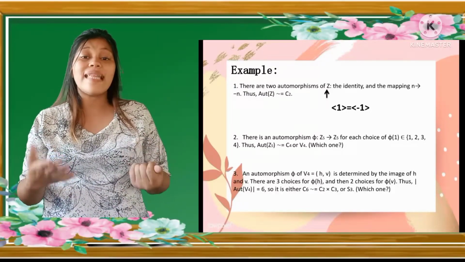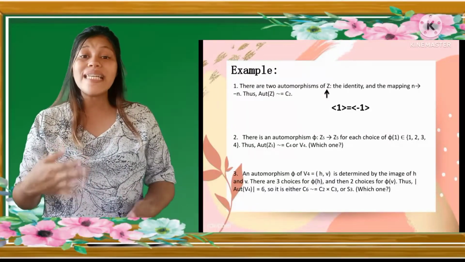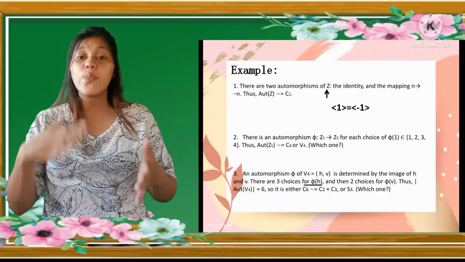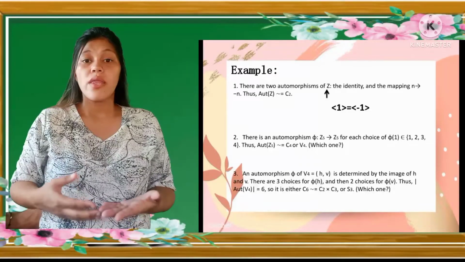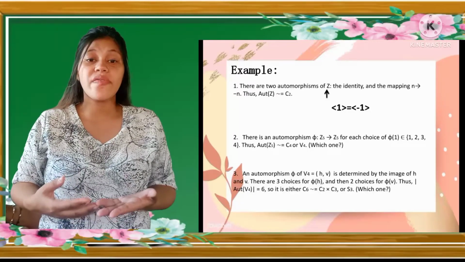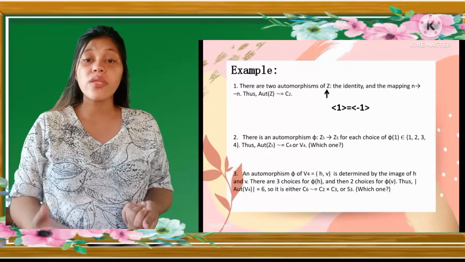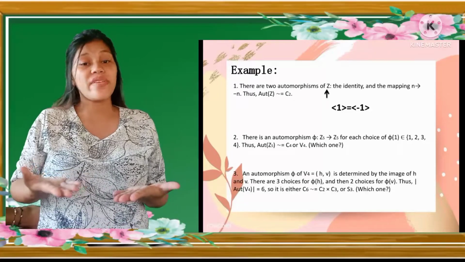Once we do that, then there are 2 choices for where we send V. Well, it cannot be sent to the same place as we send H, and it cannot be sent to the identity either. Therefore, the size of the automorphism group of D4 has to be 6.